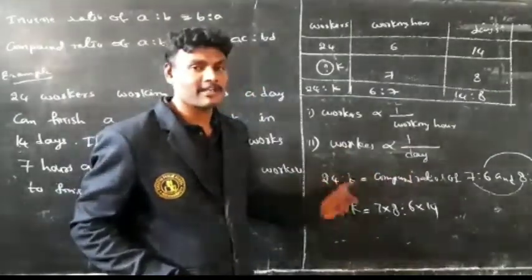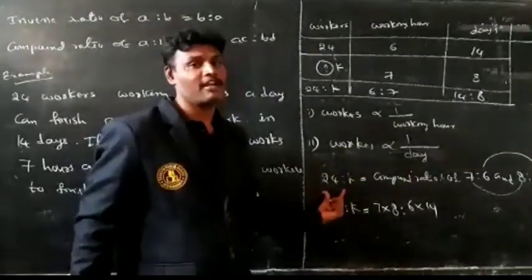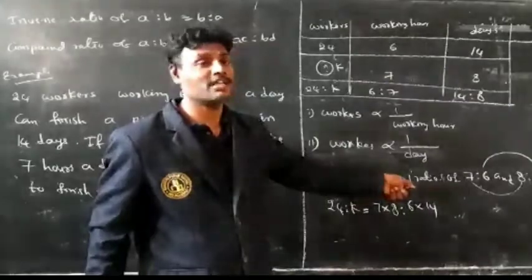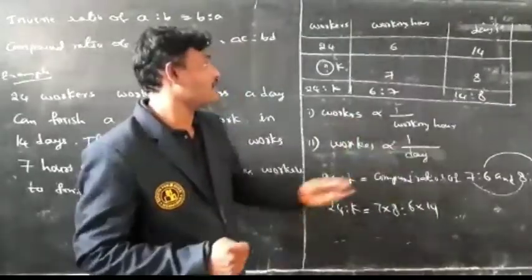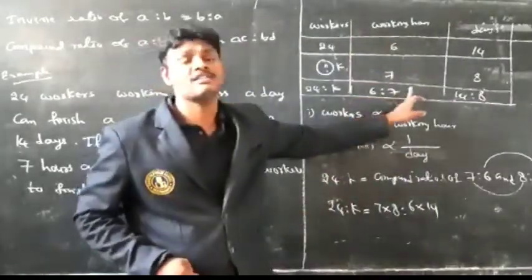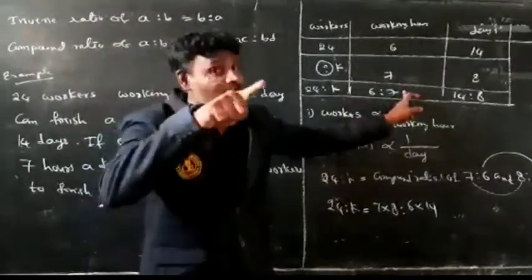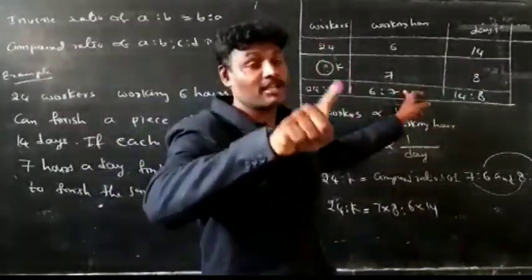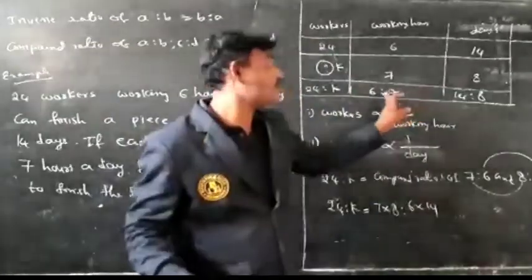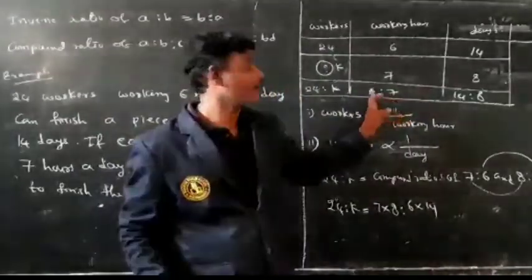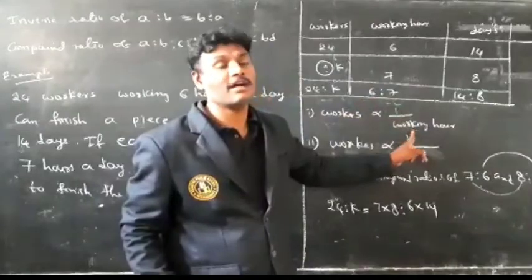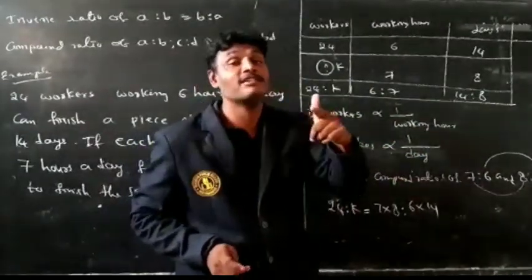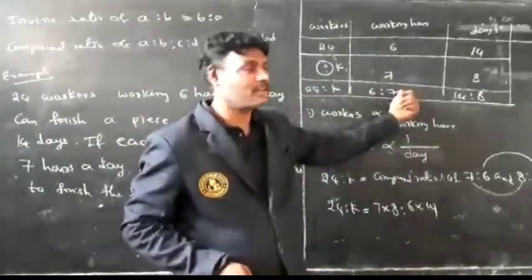24 is to K, the ratio of the workers, is equal to the compound ratio of 7 is to 6. Actually, what is the ratio of the working hours? 6 is to 7. But that is inversely proportional. Inversely proportional means you take the inverse ratio of 6 is to 7. Okay. Here workers and working hours are inversely proportional. That's why I am taking the inverse ratio of 6 is to 7.